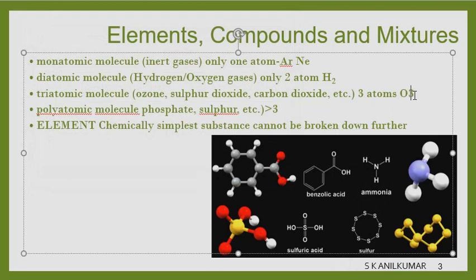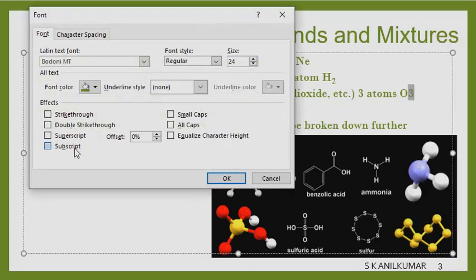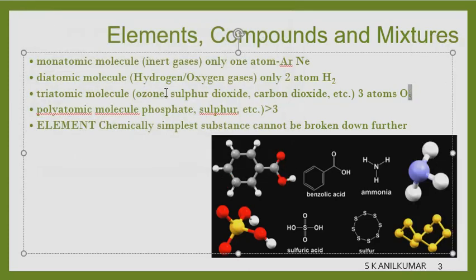This is O3 oxygen? No, O2 is oxygen. O3 is ozone. So ozone, sulfur dioxide, carbon dioxide and others exist as triatomic. Three atoms together form the molecule. Carbon dioxide is two oxygen and one carbon, CO2. That is how we write carbon dioxide.